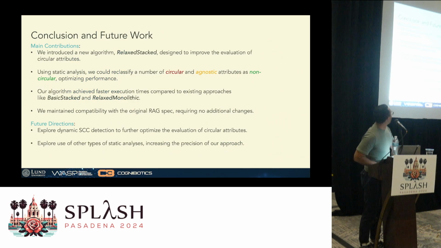So to conclude, we introduced this new relaxed stacked algorithm. And then we use static analysis to reduce the annotation effort. So now we automatically find and reclassify circular and agnostic attributes to non-circular. And we compared the results with the basic stack and the relaxed monolithic, and we found out that for heavily circular applications, our algorithm is faster. And it's completely compatible with the existing RAG specifications, so the user doesn't have to change anything.